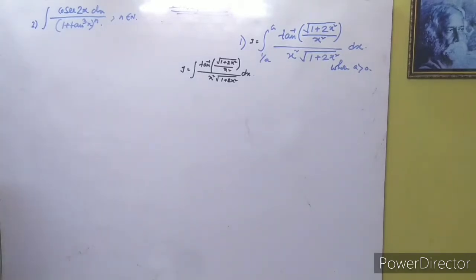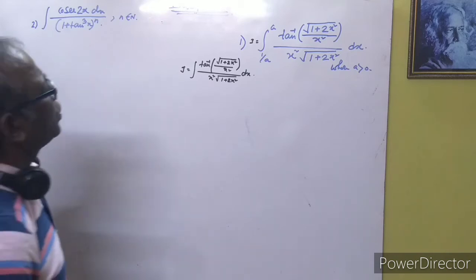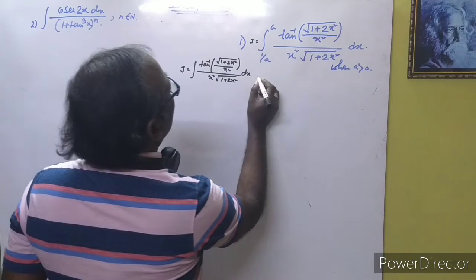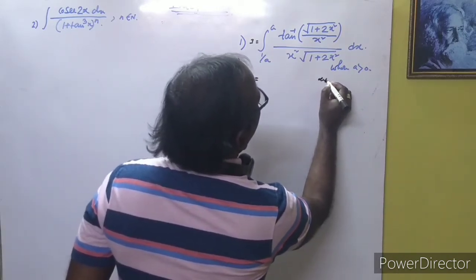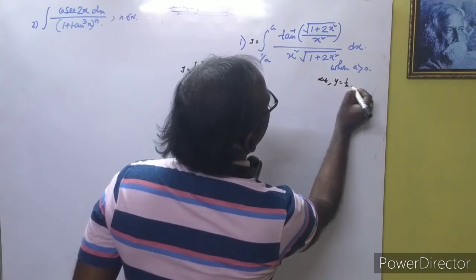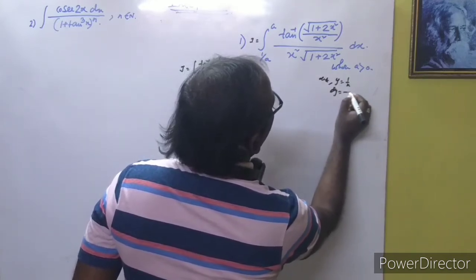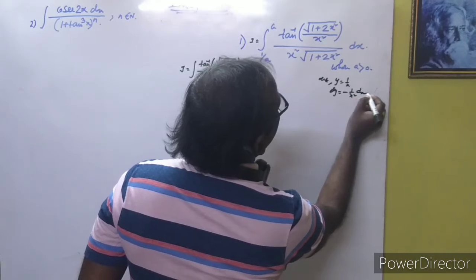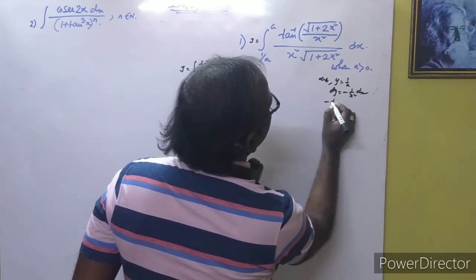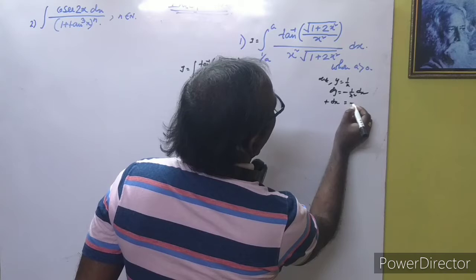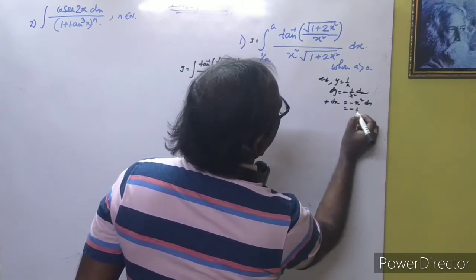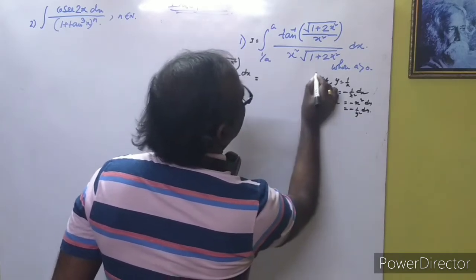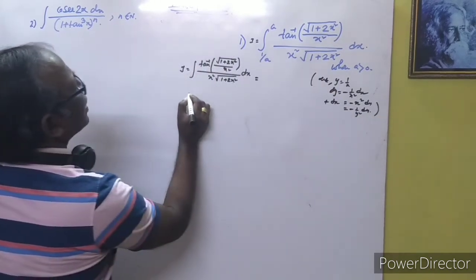So see, let us assume here, if we put let y is equal to 1 by x, differentiate, so dy equal to minus 1 by x square dx, so dx is equal to minus x square dy. X square means 1 by y square, so dx is minus 1 by y square dy. Okay, and substitute here.